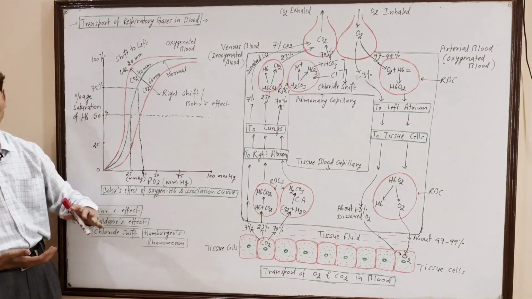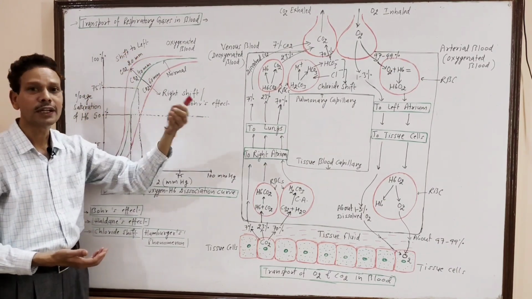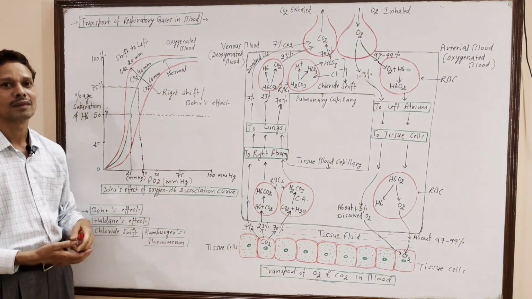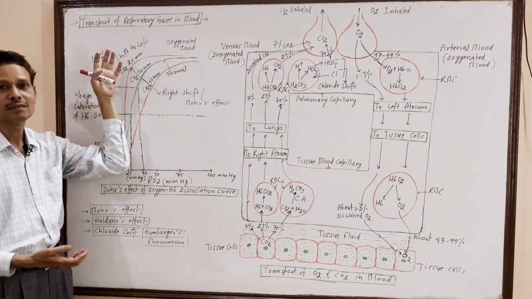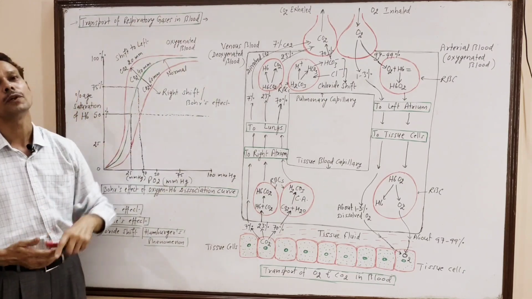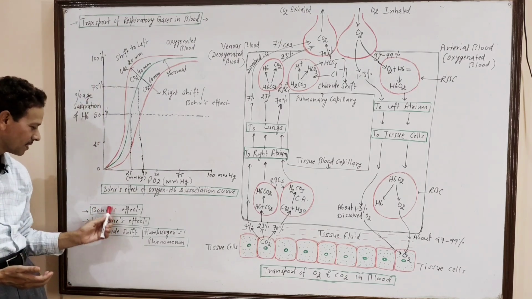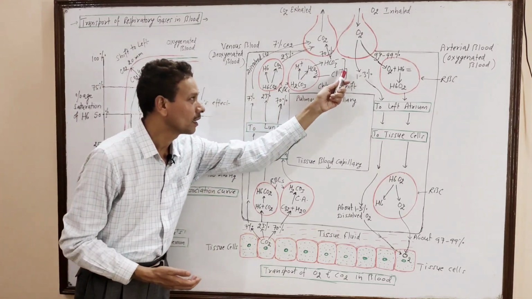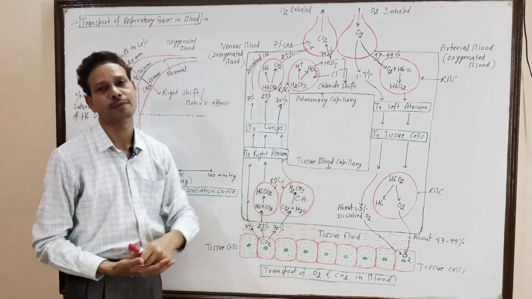But dear students, in lung alveoli, the CO2 concentration is less, temperature is low, and pH is more. It favors binding of oxygen and dissociation of CO2. This is left shift, and this is named Haldane's effect. These are three shifts. When the chloride ions from blood plasma enter into RBCs, it is chloride shift.